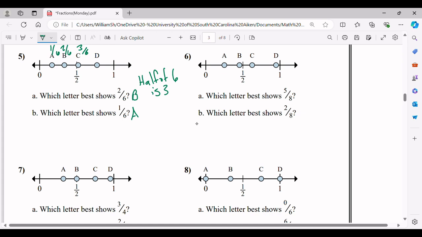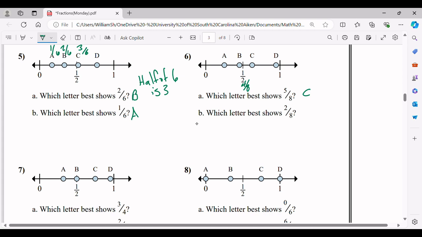Easy enough. Which letter best shows 5/8? Alright, we've got to figure out, is 5/8 on the left of 1/2 or on the right of 1/2? Well, what's half of 8? Half of 8 is 4. So if half of 8 is 4, then 1/2 should be the same thing as 4/8, which means that 5/8 should be on the right-hand side of it. Which means 5/8 should be C.